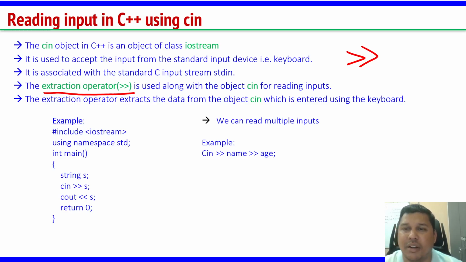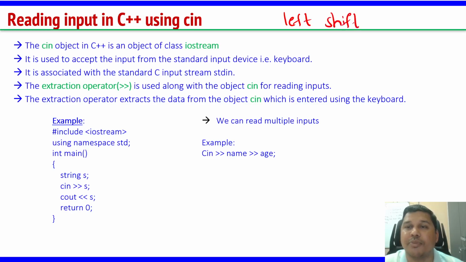Double greater than symbol, or I will say the left shift operator in C programming. That is called the extraction operator in C++. So we have to use this along with the object cin. Let's see an example.